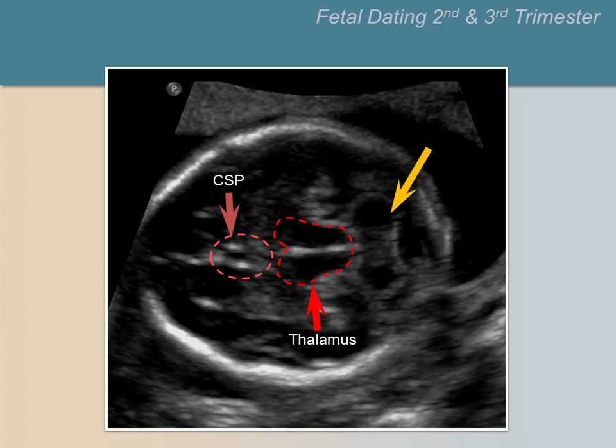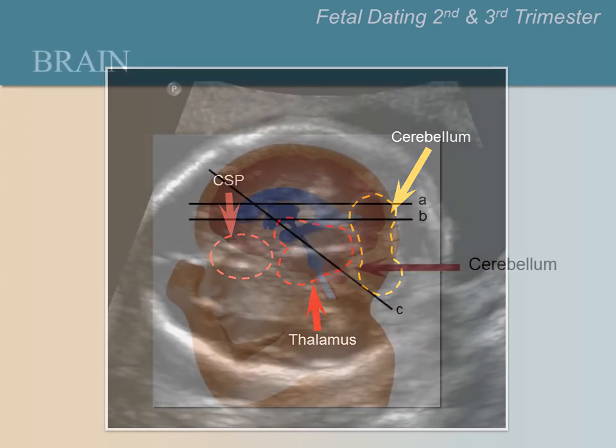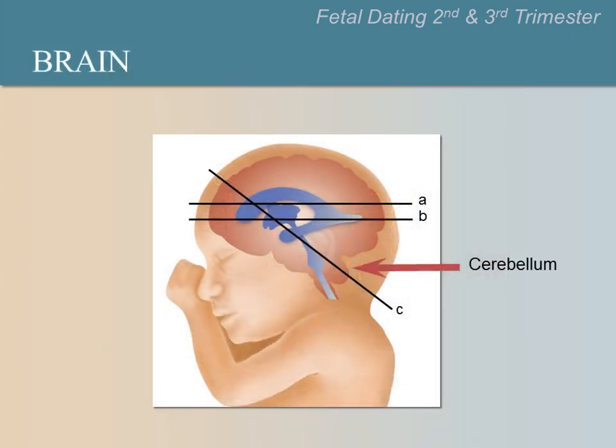What is this structure? This is called the cerebellum. It is at the back of the brain. If you can see the cerebellum, you know the level is too low to measure the BPD. The cerebellum is at level C, which was the level of the last image.